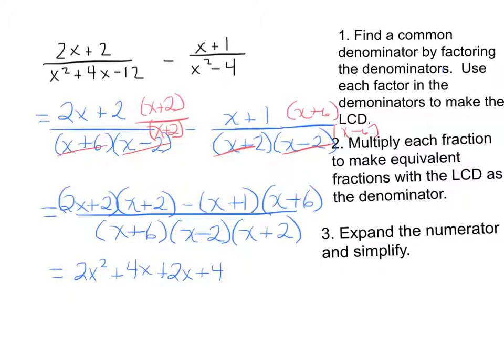Then I need to do the same with the other two binomials, minus, and I'm going to leave it in a bracket just to show that that negative goes with the entire second set of binomials. So we'll do x times x is x squared, x times 6 is 6x, 1 times x is x, and 1 times 6 is 6. And that's a really big numerator.